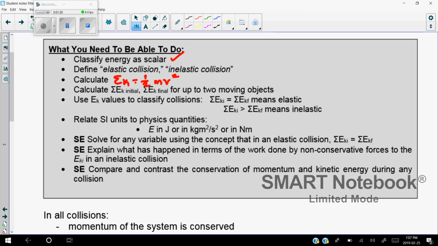Calculate the initial energy, calculate the final energy. So this symbol here, we haven't had a chance to talk about it. Kind of looks like an E, but not quite. That means sum of. So when we're talking about that symbol, we're talking about the sum of the kinetic energy. And here we're talking about the sum of the final energy. So it just means all of the energy at the end is added up.